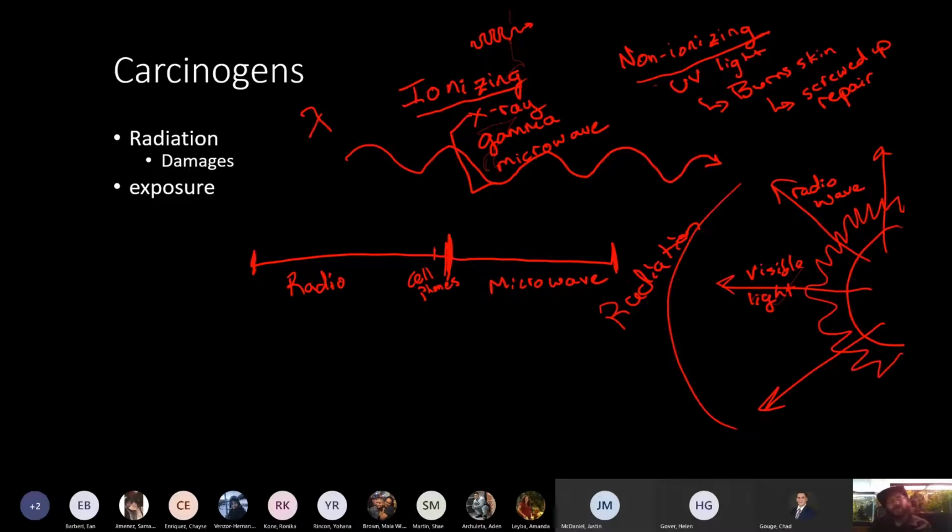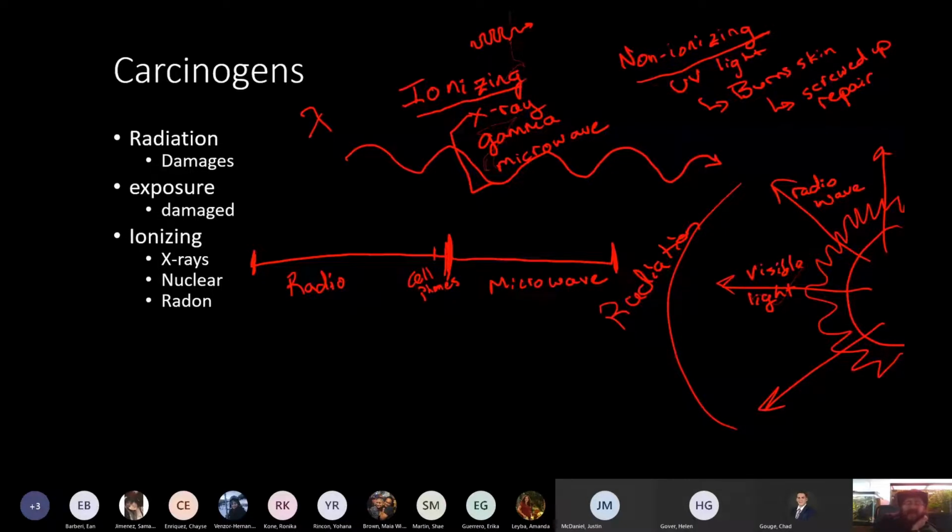So exposure ain't great. The more you're exposed, the more cells take damage, and the more repairs have to be done, and the greater the chance of a screwed up repair. So the danger of ionizing radiation and ultraviolet light is that it causes damage, and it causes a lot of it. So, X-rays, gamma rays, which are the nuclear radiation.